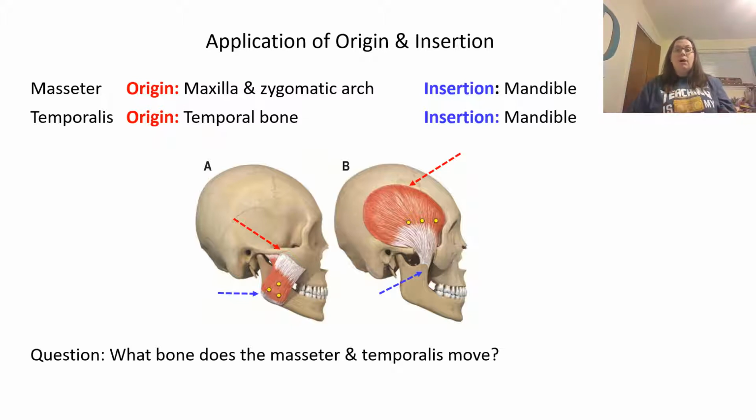So recall from part 1, we talked about how the origin is normally on the immovable bone and the insertion is normally on the movable bone. So the question here is, what bone do the masseter and temporalis move? They both help move the mandible.